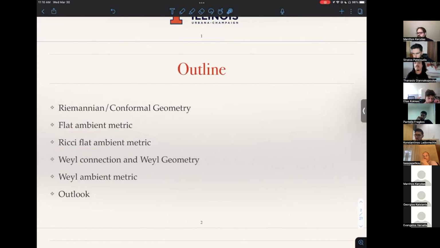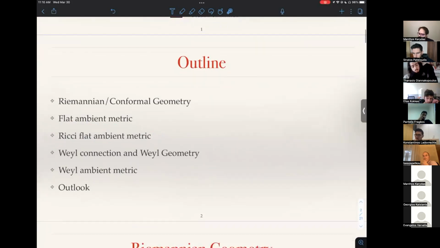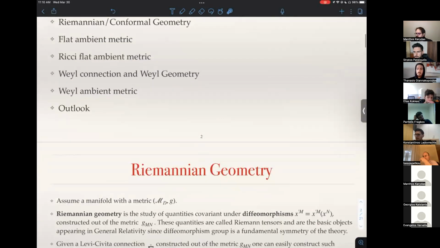And in the last part of the talk, I will say what we did, where we generalize this a little bit to include what is called the Weyl connection. So I will make a very light review of the Weyl connection, Weyl geometry, and finally I will introduce the Weyl ambient metric. I will end with some outlook. Okay, let's begin.